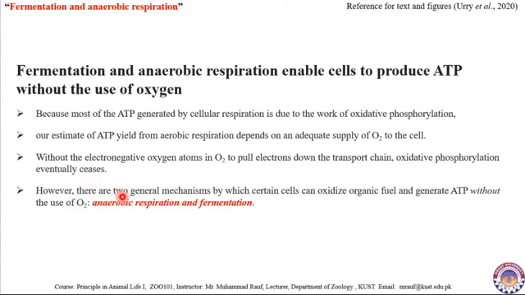However, there are two general mechanisms by which certain cells can oxidize organic fuel and generate ATP without the use of oxygen. So now we are talking about anaerobic respiration, which takes place in the absence of oxygen. So what if oxygen is not available? What will happen? Which molecule is going to act as the final acceptor of electrons in the electron transport chain?